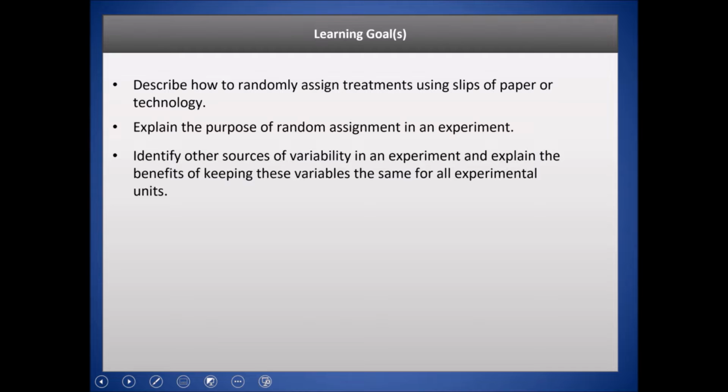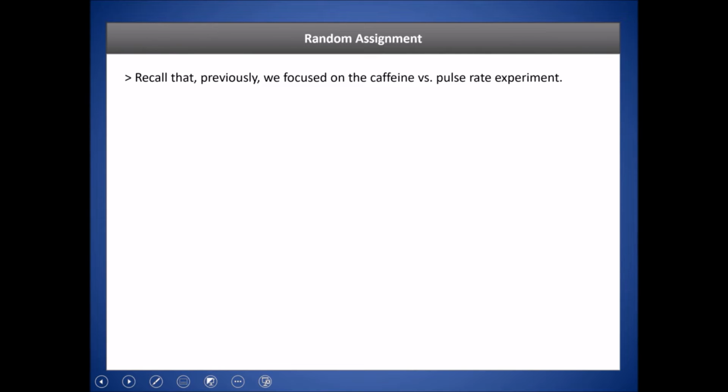So let's focus on random assignment. So random assignment is essentially when you have your groups, right? You have maybe your control group, your treatment group, whatever groups you have, and you randomly assign your individuals to a particular group, right? To either one group or the other. So remember that when we focus on the caffeine example, we were measuring the effect of caffeine on the pulse rate. So it was mentioned that our control group was the placebo group, right? That's the one that had the caffeine-free cola, right?